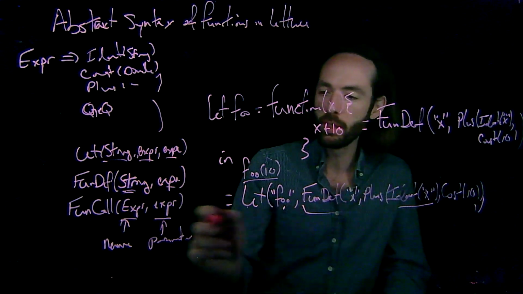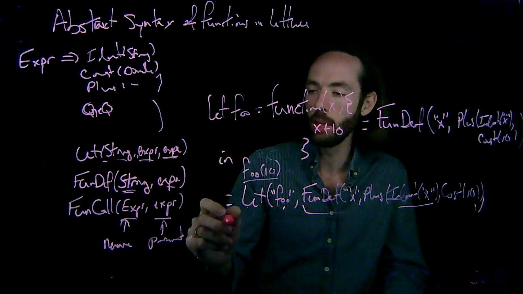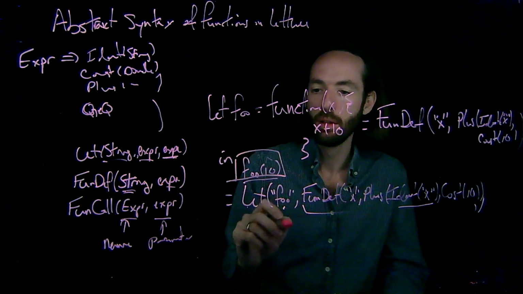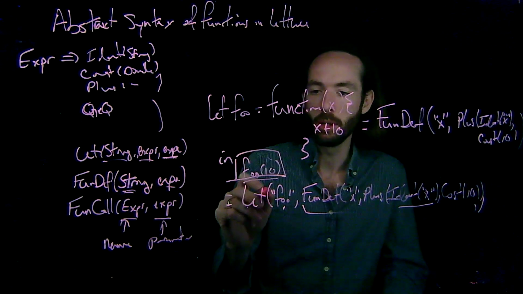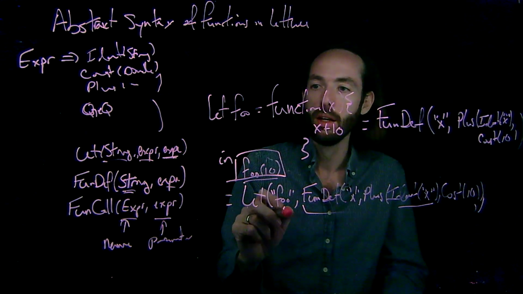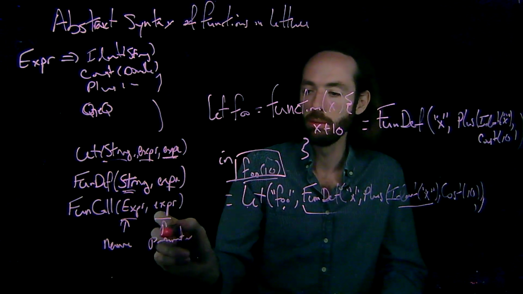And then we have a parentheses, right, because the last expression in our let statement is going to be the body of the let statement, right? What are we going to be evaluating after we've bound foo to this function? And in this case, it's just foo applied to 10.